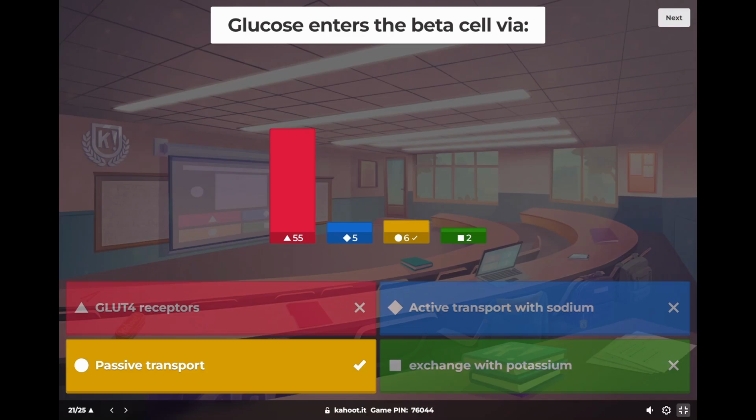With type 1 diabetics, they calculate out how much insulin they need to give themselves based off of the carbs they're about to eat. So they match the amount of carbs. It's a one-to-one, very, very close relationship. But glucose enters the beta cell via passive transport.